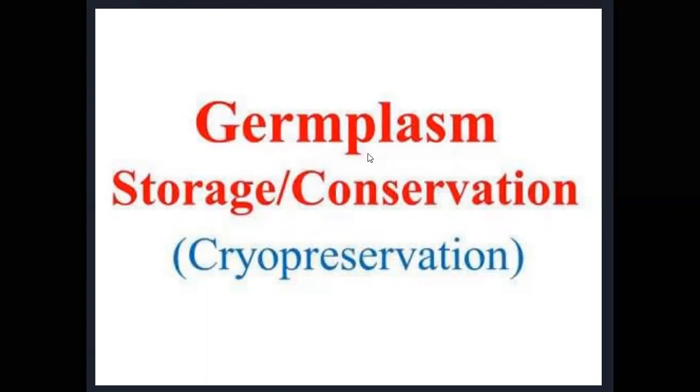Cryopreservation is also called germplasm storage. Endangered endemic species' cytoplasms, protoplasms, genes, all types of cells are stored in minus 196 degrees Celsius liquid nitrogen solution, called cryopreservation or germplasm storage.